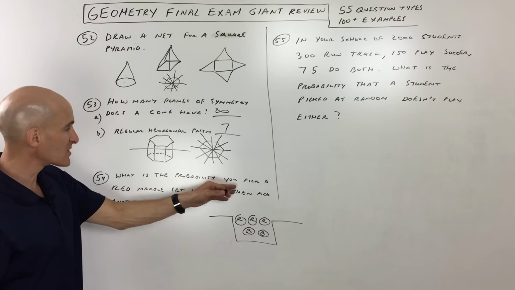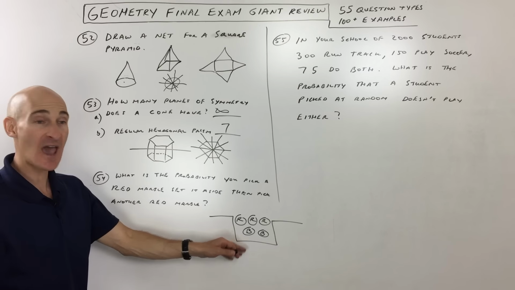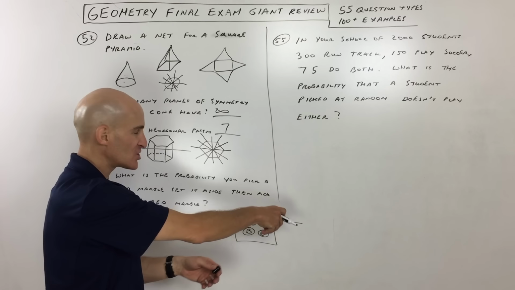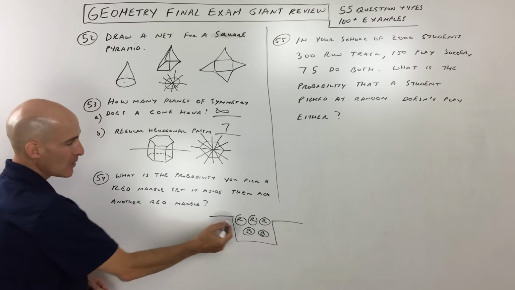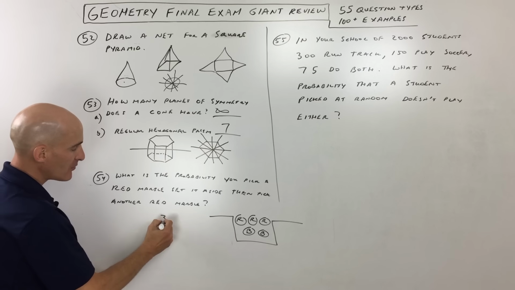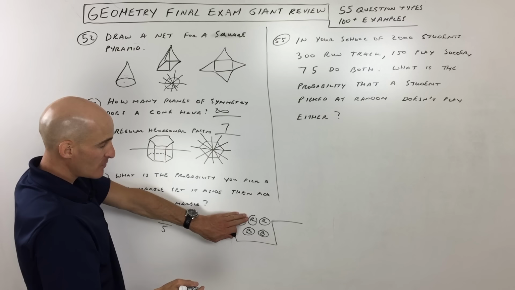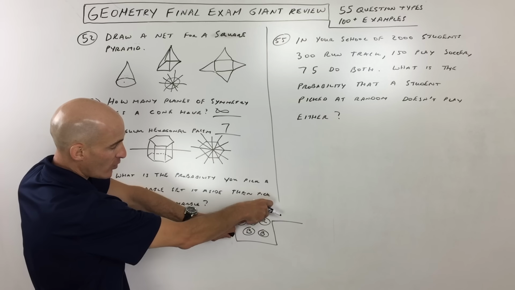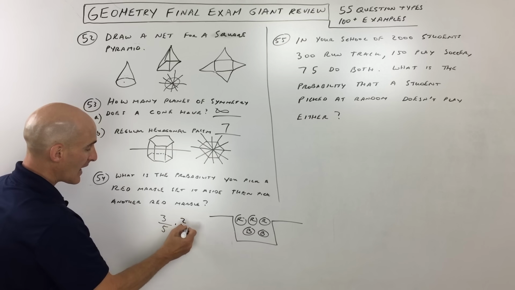Number 54 says, what is the probability that you pick a red marble, set it aside, then you pick another red marble from this hat? You mix them all up, you're blindfolded, you reach in. What's the probability you pick a red marble? You set it aside, you pick another red marble. Well, there's 3 red, 2 blue, so the probability of picking a red is 3 out of 5 for the first one. Now say you pick that red marble, what's the chance of picking another one? 2 chances of success out of 4 total. And you multiply those together.